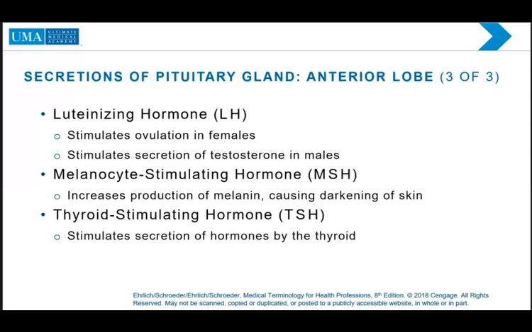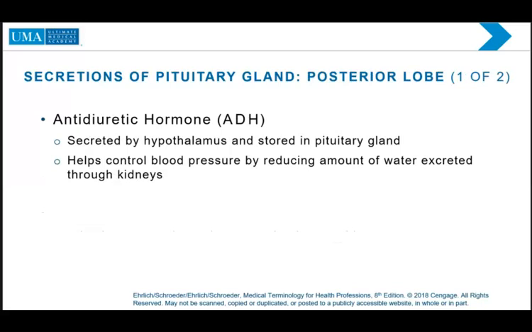Melanocyte stimulating hormone increases production of melanin, causing darkening of skin. And then you have your thyroid stimulating hormone, abbreviated TSH, and it stimulates secretion of hormones by the thyroid. Next, you have your antidiuretic hormone, abbreviated ADH, and it's secreted by the hypothalamus and is stored in the pituitary gland. It helps control blood pressure by reducing the amount of water excreted through your kidneys.